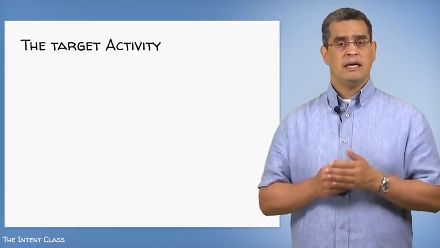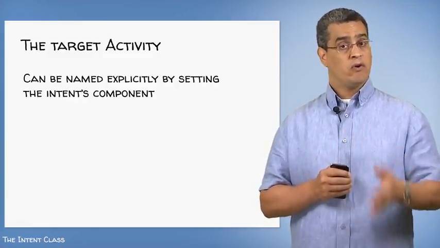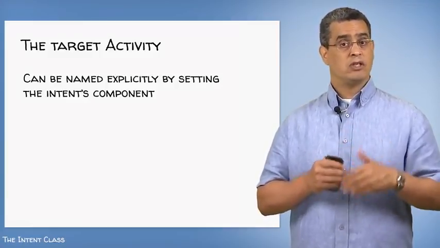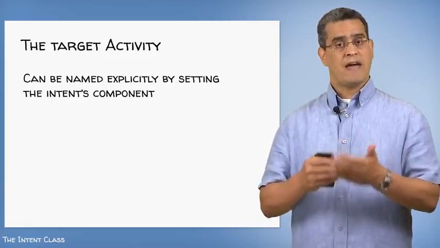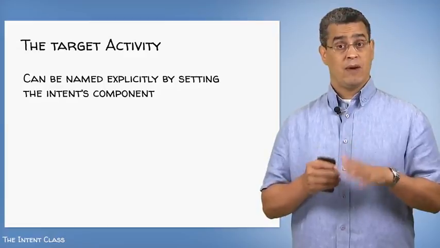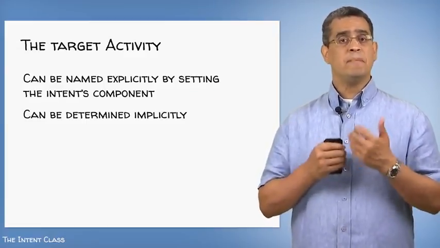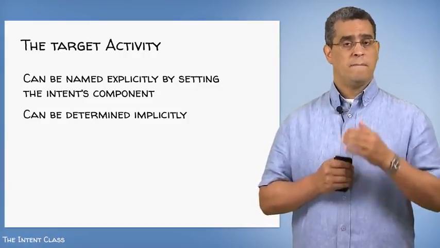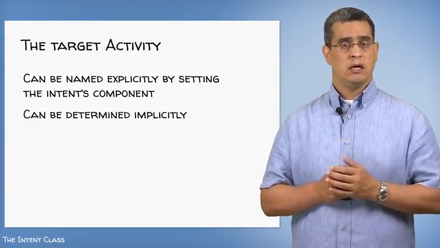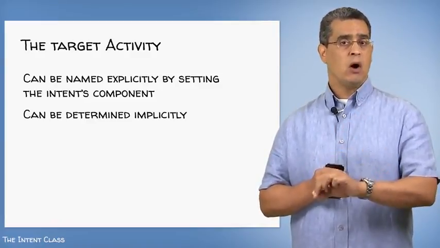The first way is that if you explicitly named the target activity when you created the intent, then Android can just look that up and start that specific activity. The second way, which is only used if you haven't explicitly set the target activity, is that Android can implicitly determine it based on the intent that was used and based on the properties of activities that you have installed on your device.